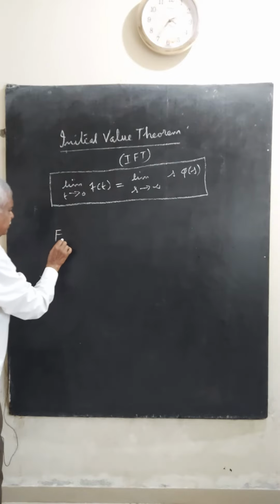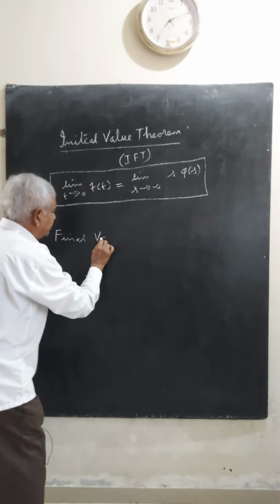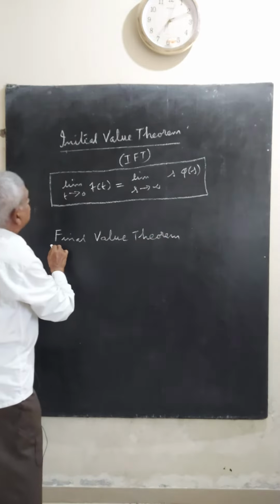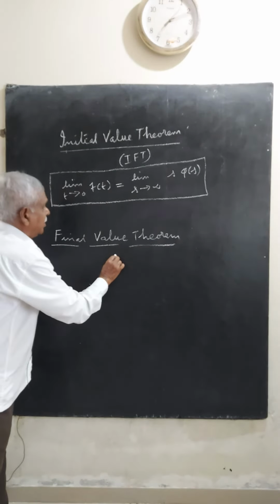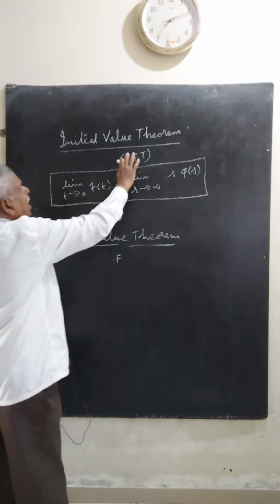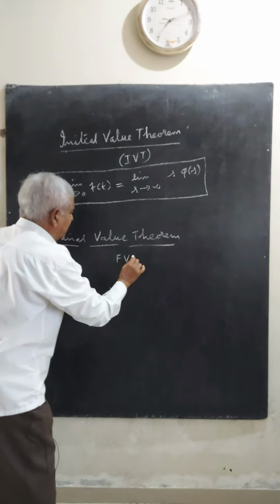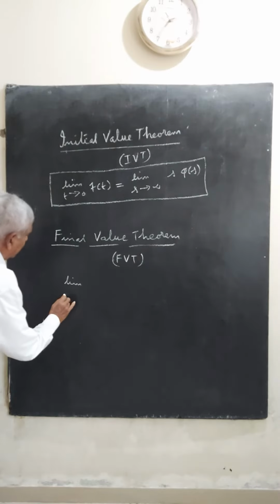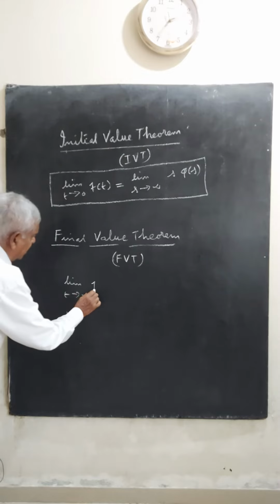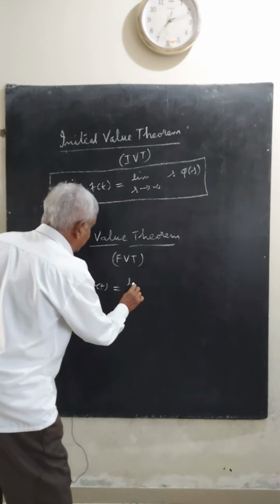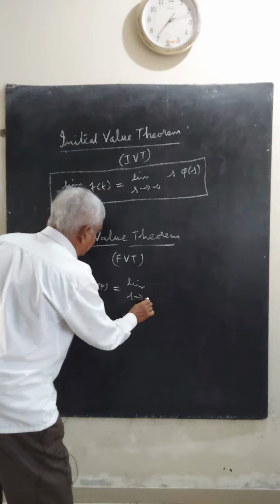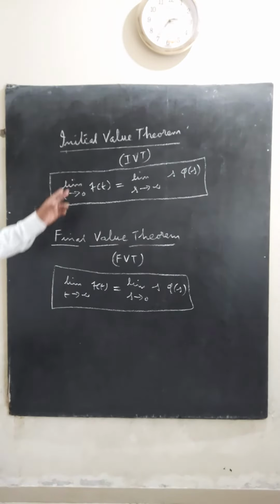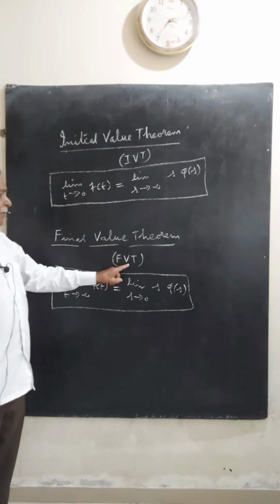Again, the final value theorem, FVT: limit t tends to infinity, f of t equal to limit s tends to 0, s of phi of s. This is called the final value theorem. Initial value theorem, final value theorem.